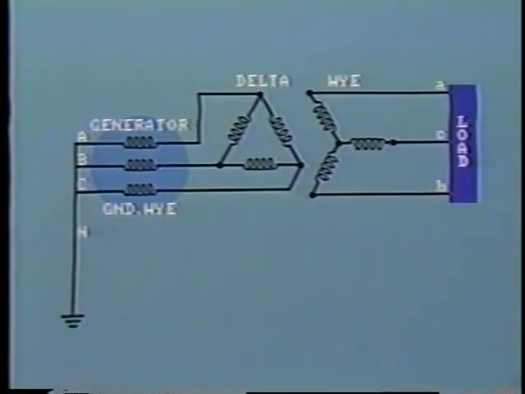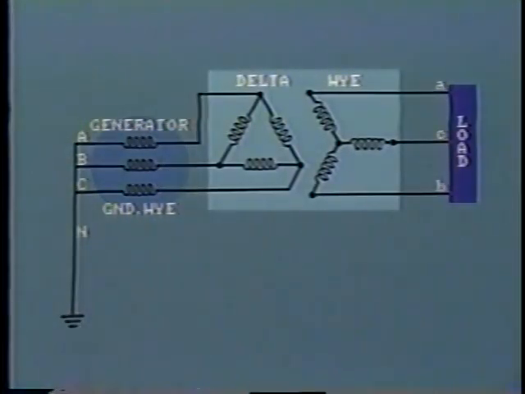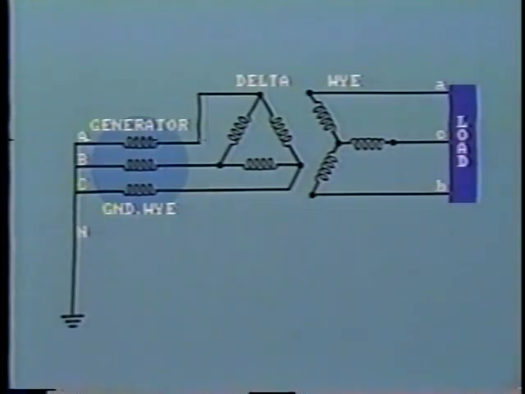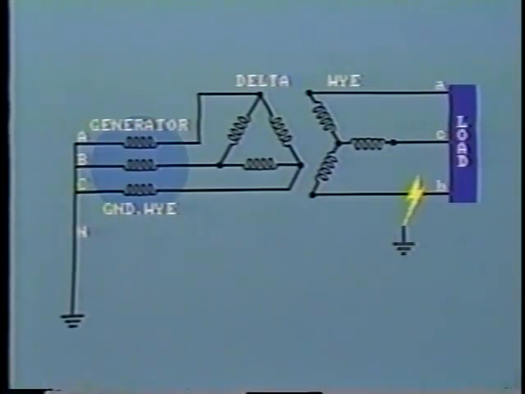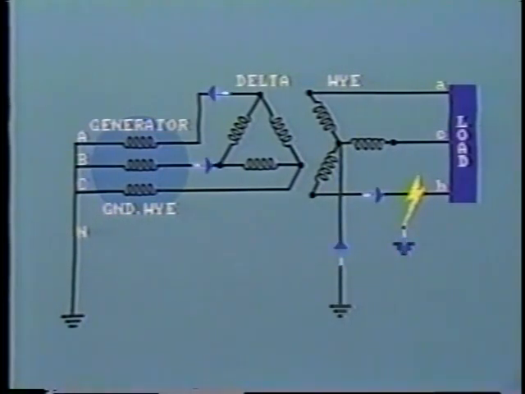Now, let's look at the more common case where we have a delta-Y step-up transformer close to the generator. With the Y side ungrounded and a fault on the secondary, there is no path in the transformer high voltage winding for ground fault current to flow. Therefore, the fault would have no effect on generator or transmission line currents. With the Y side grounded, ground fault current would flow in the faulted phase of the Y winding and would be transformed into the delta winding as shown.